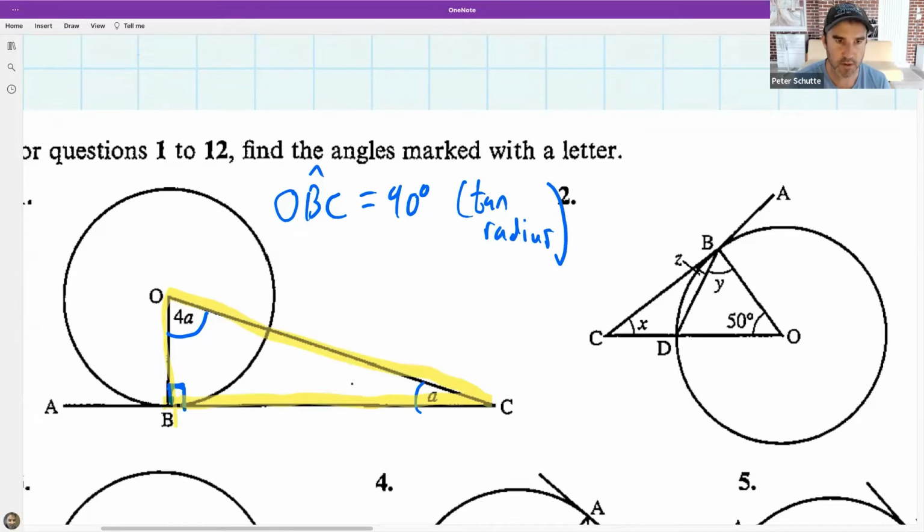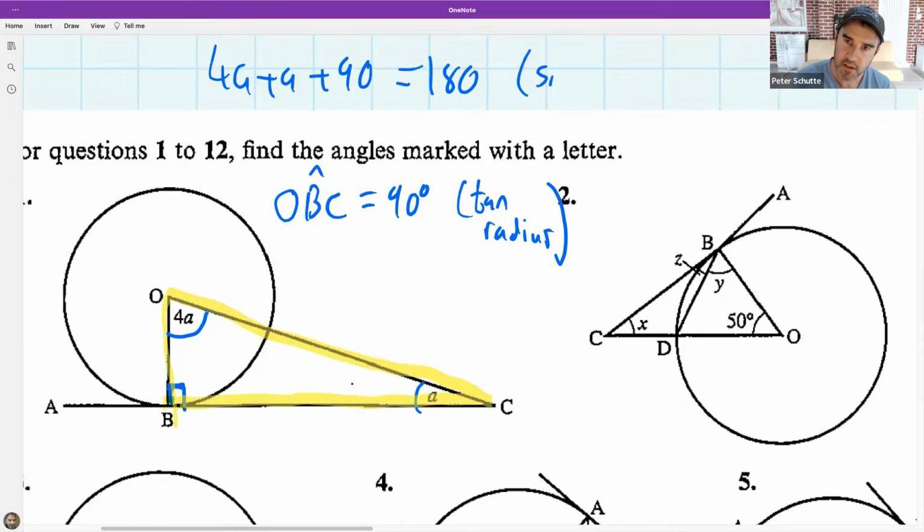Well, I think that we can say that 4A plus 90 is 180, sum of angles in triangle. And then we know 5A plus 90 is 180.